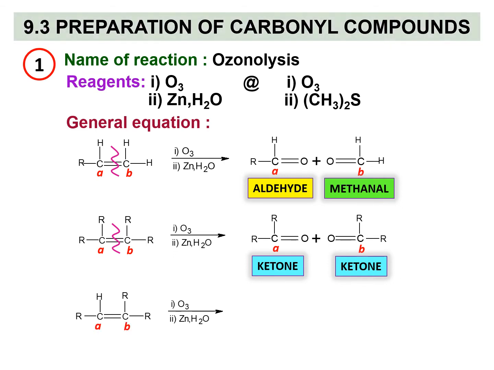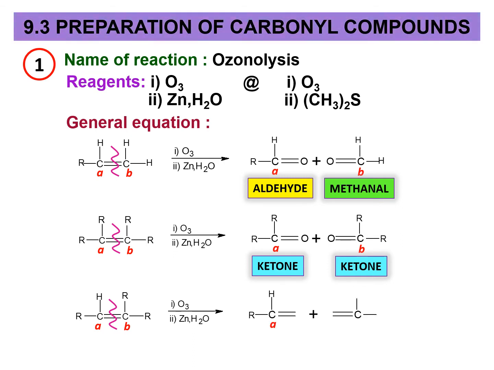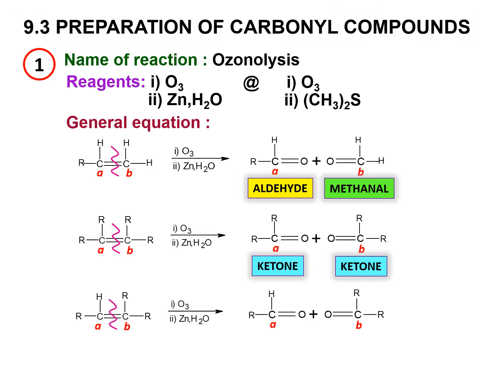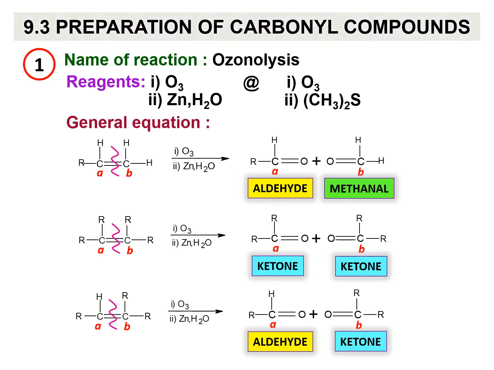The last one, if we have one hydrogen atom on one of these carbon-carbon double bond carbons, we just separate both of the carbons labeled as A and B and then place oxygens on both of these halves. As a result, for this example, we will get a mixture of aldehyde and ketone.